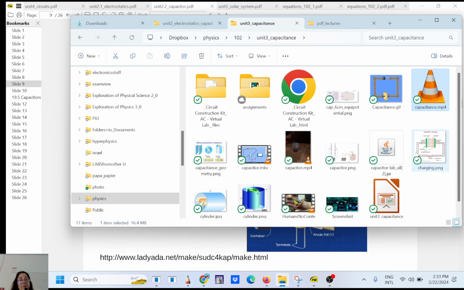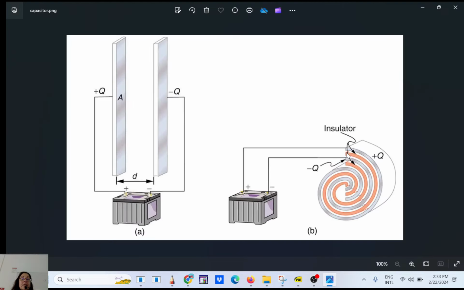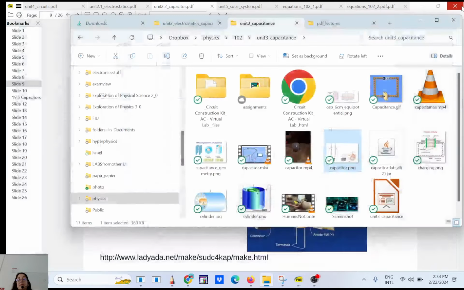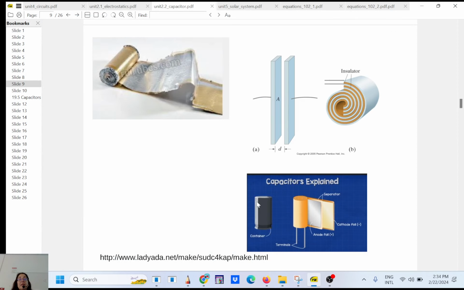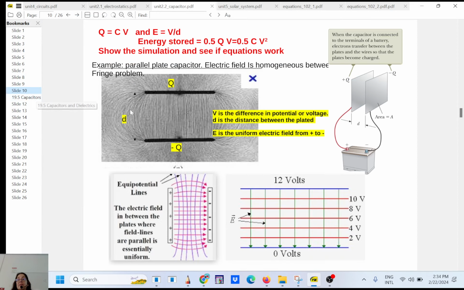For example, I have another picture to show you the idea. You cannot use that because it will be too hard to shove into an electronic circuit. So you put a layer of insulator between the two conductive plates and you roll them up. That way you can have a huge area and a huge capacitance. Is that clear? All those capacitors that you see are still parallel plate capacitors.